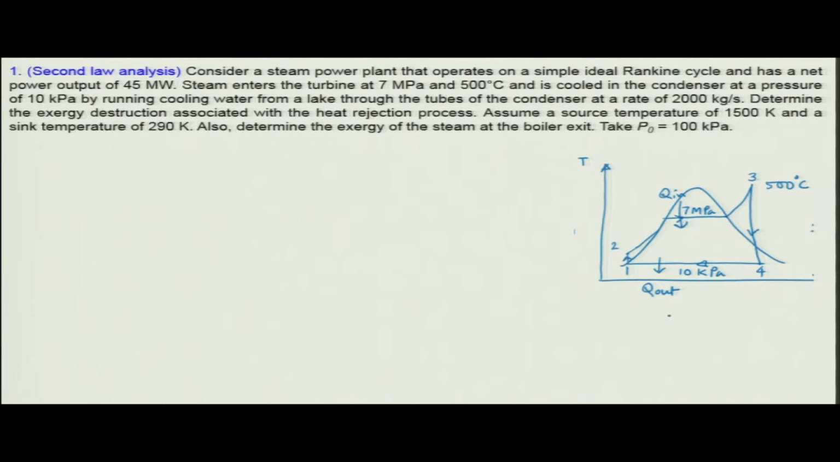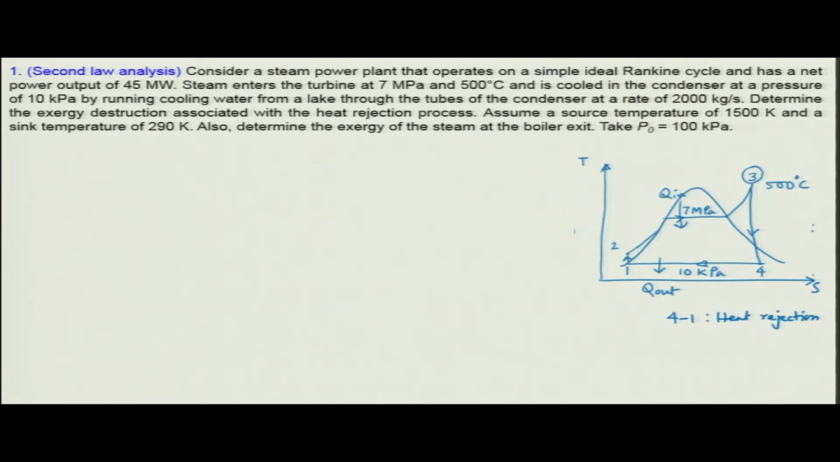Now, 4-2-1 is the heat rejection process. So, we have to calculate the exergy destruction during this heat rejection. Also, we have to determine the exergy of the steam at the boiler exit. So, this is the exit of the boiler, point 3. There we have to calculate the exergy. So, let us begin this problem.